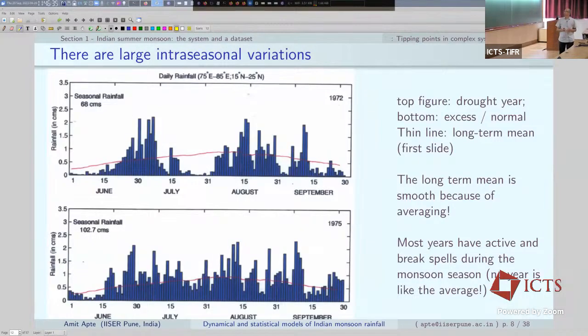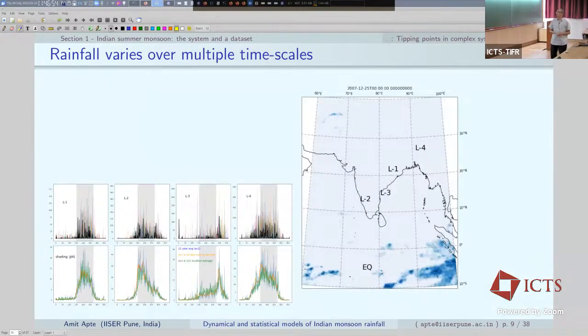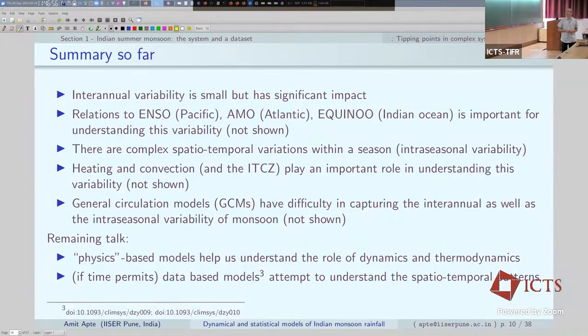And yeah, so this I basically said already, which is if you look at any given year, it rains a lot, then stops, then rains, and so on. Okay, so there is large intraseasonal temporal variation. So spatial variation, temporal variation, both are significant. That's one of the reasons why this is a complex system. So just to quickly summarize, we saw that the interannual variability is small, but has impact in terms of droughts and excess rain and so on and so forth.